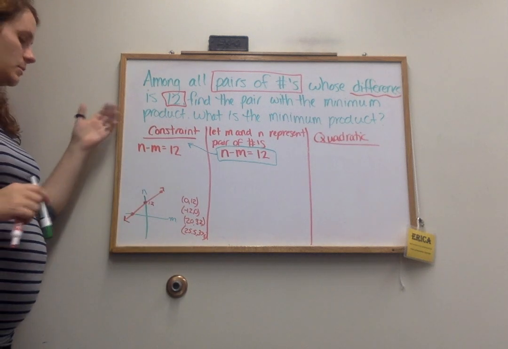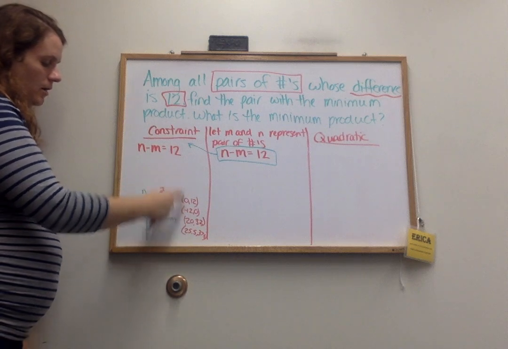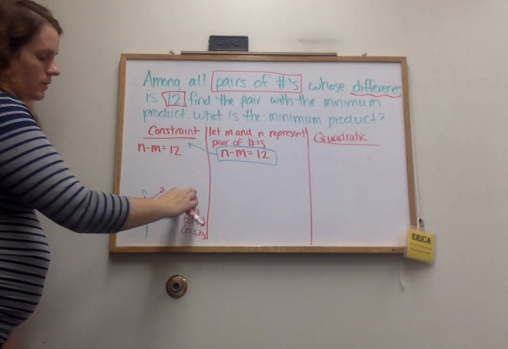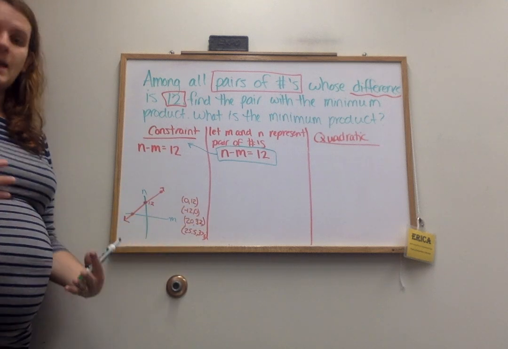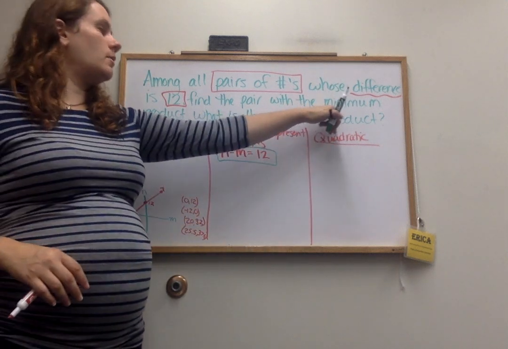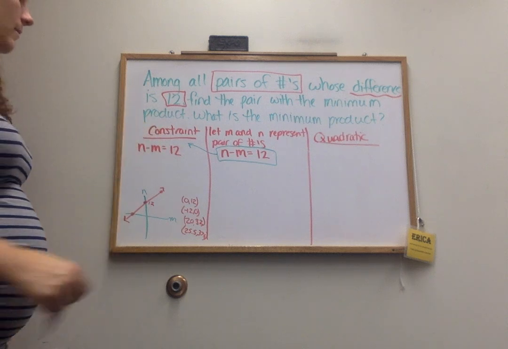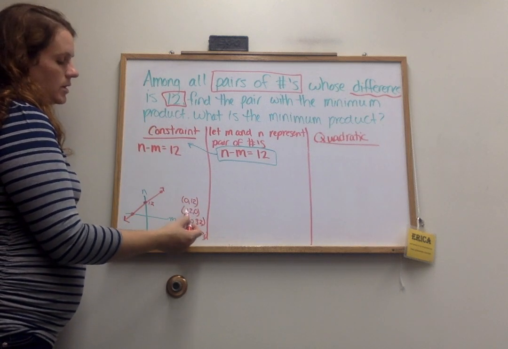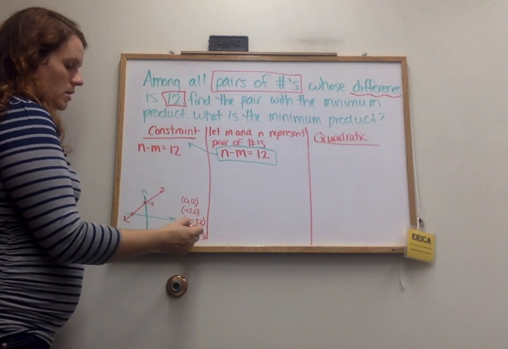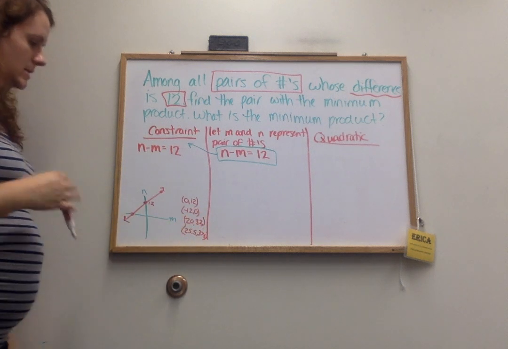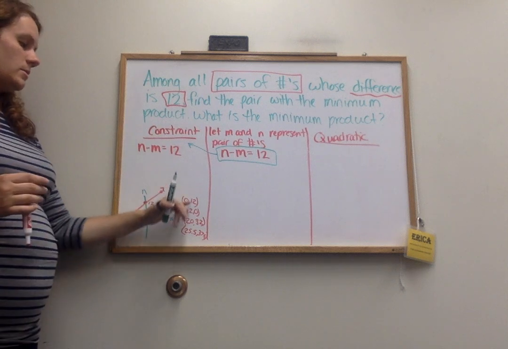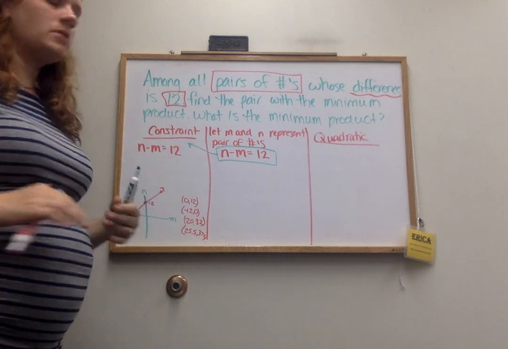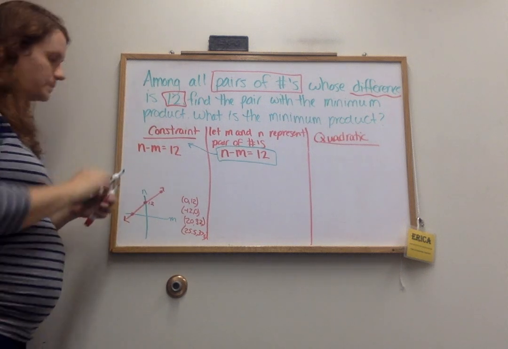What we're trying to do in this problem is to find the one pair, the one spot on this line that when you take that ordered pair and multiply it together, it gives you the minimum product. Okay, because you can multiply all of these together. 0 times 12 is 0. Negative 12 times 0 is 0. 20 times 32 is 640. Right, so we're getting bigger. But is there anything smaller than 0? And that's what we're trying to find out with this question.